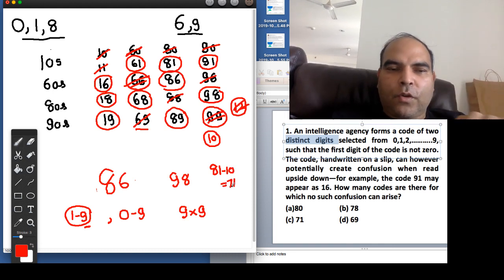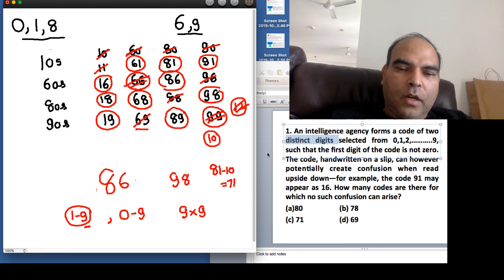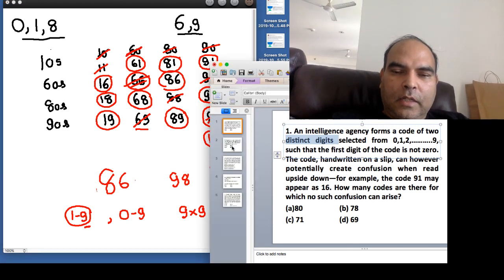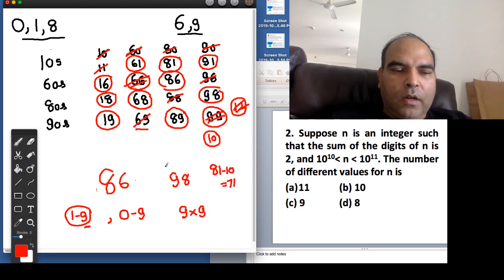So 71 codes are going to create a problem in this question, and that was the question that was asked to us. So this is the next question for you. Try this.